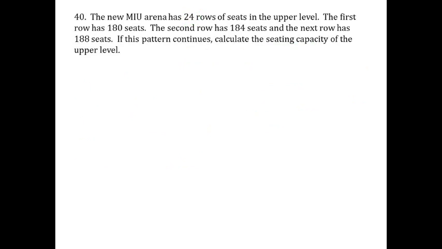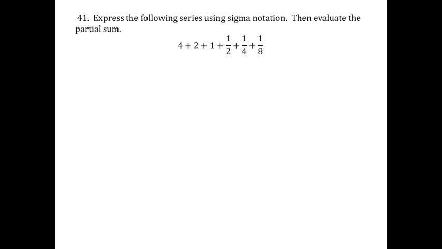All right, last question in this section. Express the following series using sigma notation, then evaluate the partial sum. So sigma notation, that's when we use this guy to represent a sum of a series. And so here, if I look at what I have in front of me, I've got 1, 2, 3, 4, 5, 6 terms. And so we're going to sum up starting at term 1 and stopping at term 6.